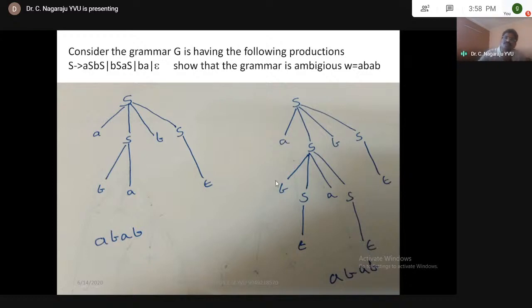So then we can have AB. Then epsilon can be deleted from the expressions. That's why here also two parse trees are there, a left subtree and a right subtree. So this is also an ambiguous grammar. I hope you understood very clearly about ambiguous grammar. If you have any doubts, you can post the queries.